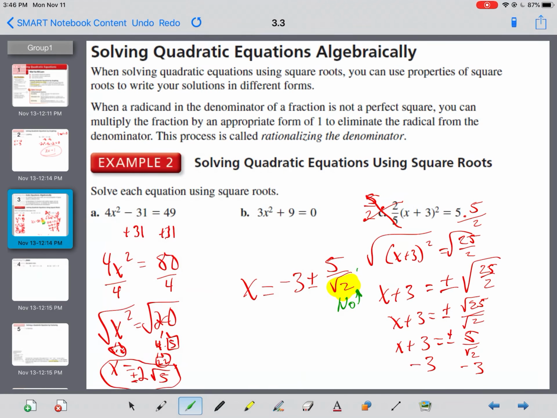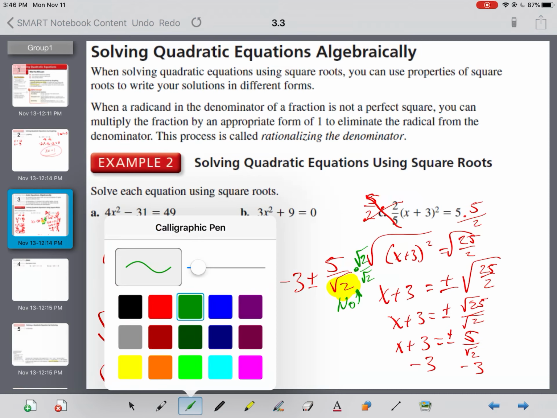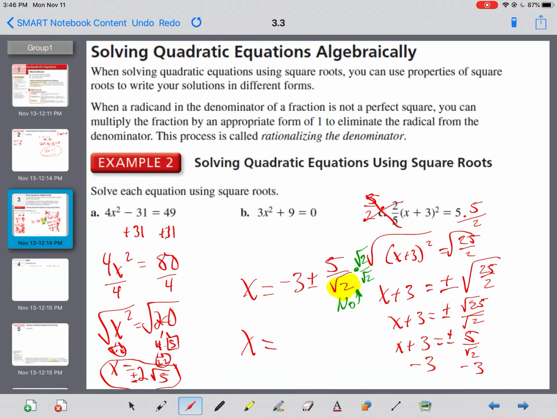So what we're going to do is multiply by the exact same square root we can't have in the bottom. Negative 3 stays, the plus or minus stays. 5 times the square root of 2 is 5 square roots of 2. A square root of 2 times itself becomes the square root of 2 squared, and the square root and a squared cancel out, and we just get 2 on the bottom. There's our answer: negative 3 plus or minus 5 square roots of 2 over 2. You can see why those square root abilities come in handy. We're going to be using them a lot since we're going to be square rooting things.